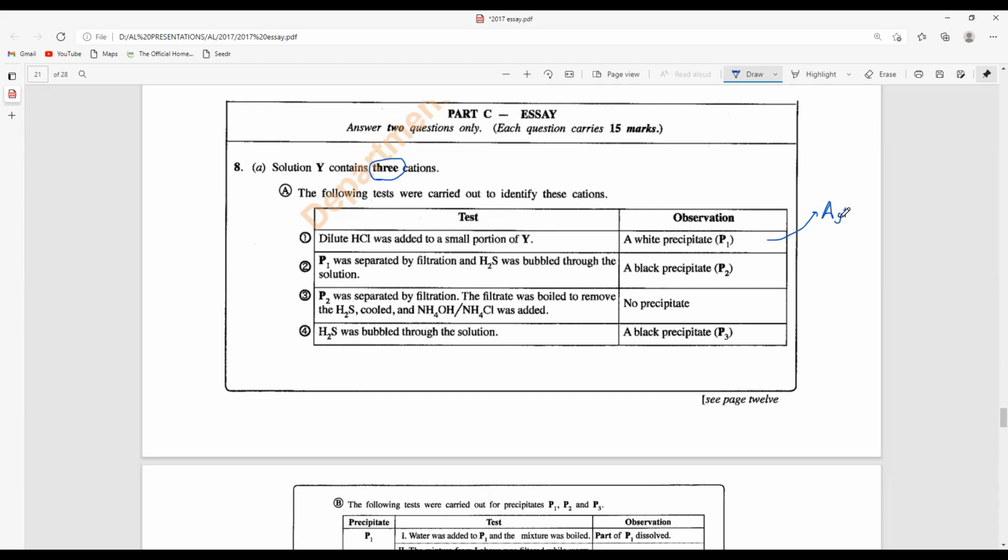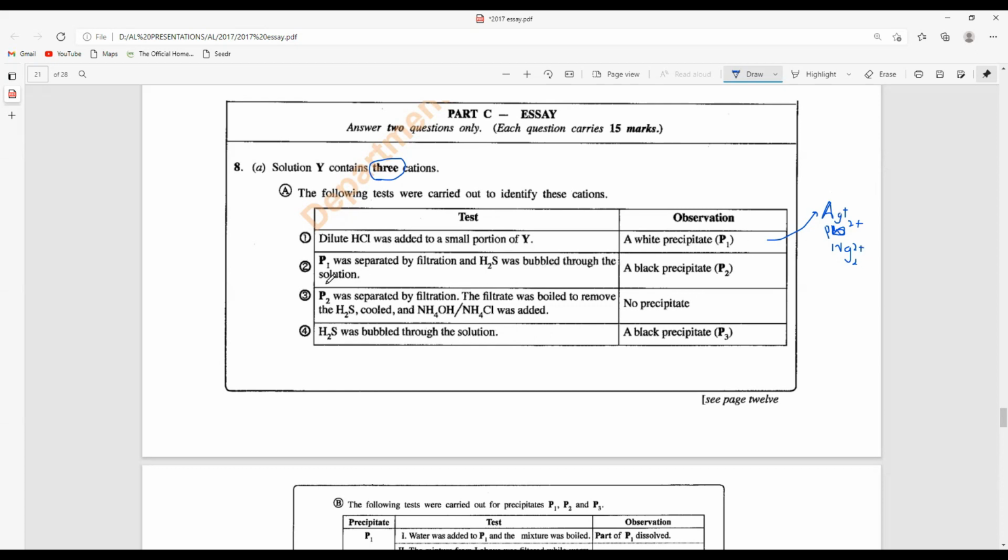from Ag plus, AgCl, and it can be from Pb2 plus, PbCl2, this is lead, and also it can be from mercurous, Hg2 2 plus, so Hg2Cl2. So one of these, or maybe 2 or even 3, can be the cations present in solution Y. We don't know 1, 2, or 3. Then P1 was separated by filtration. Okay, so this precipitate was separated. So we don't know which cation is present here.